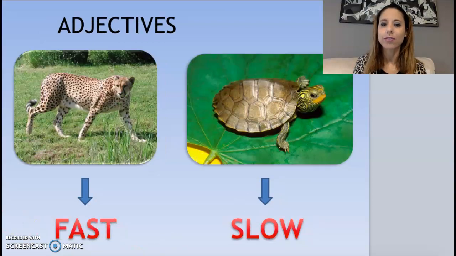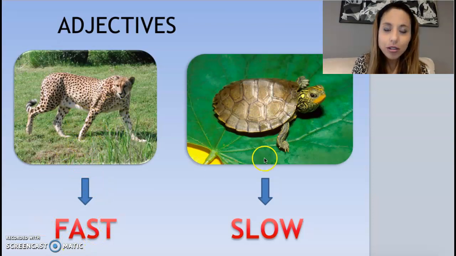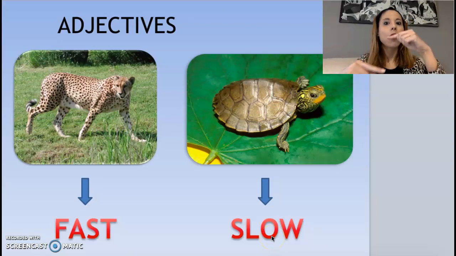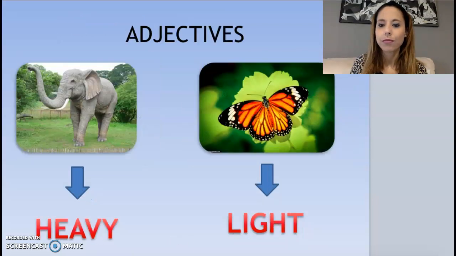Let's see more. The leopard is fast. The turtle is slow. So fast, slow. The elephant is heavy. The butterfly is light. So all these words are adjectives. All these words, we use them to describe things. Animals, remember, objects, people. So let's start talking about how to use the comparative.